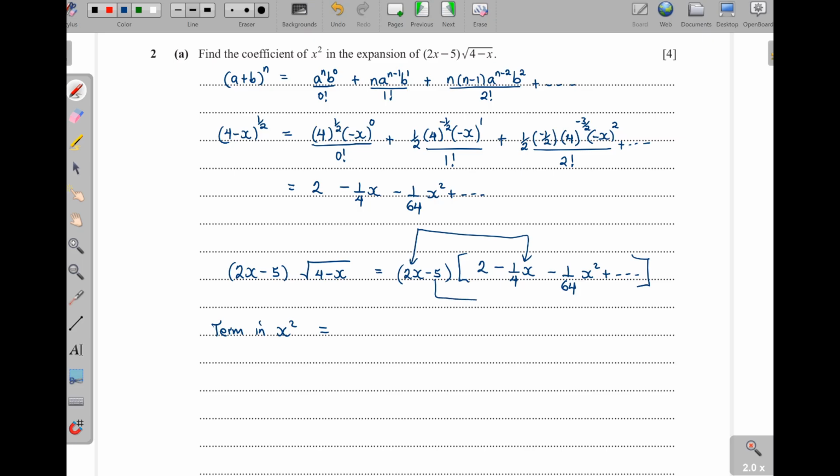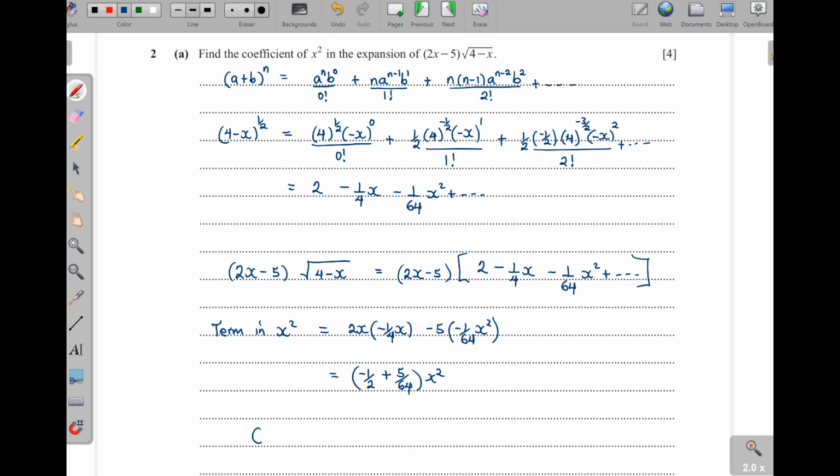So this one here will multiply with this x here, with the term in x. Then this minus 5 will multiply with this. Any other terms that are multiplied will not end in x squared. So we have 2x, then times negative a quarter of x, and then minus 5 has to multiply with negative 1 out of 64 of x squared. So that means, of course, 2 times a quarter, you'll get a half. So we have negative a half, and then plus 5 out of 64, because the negative times a negative is a positive, not so. And then put x squared.